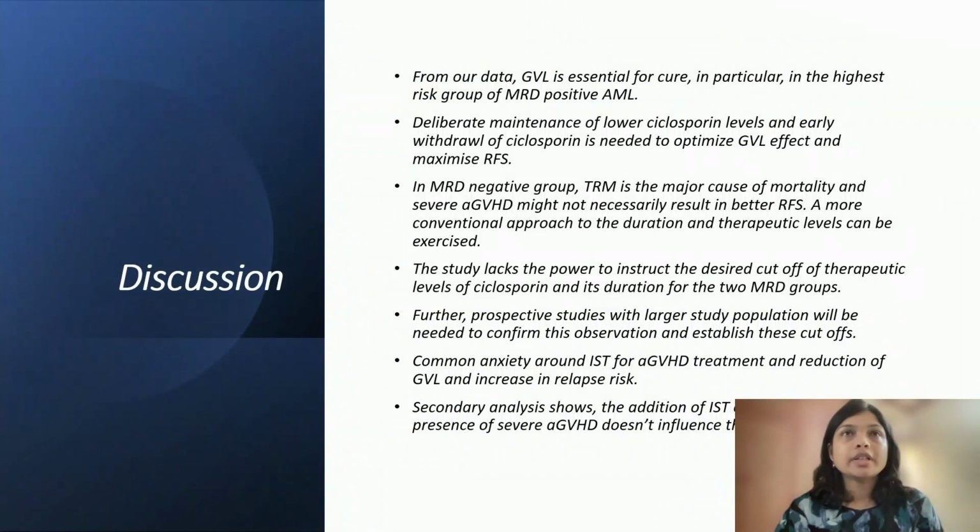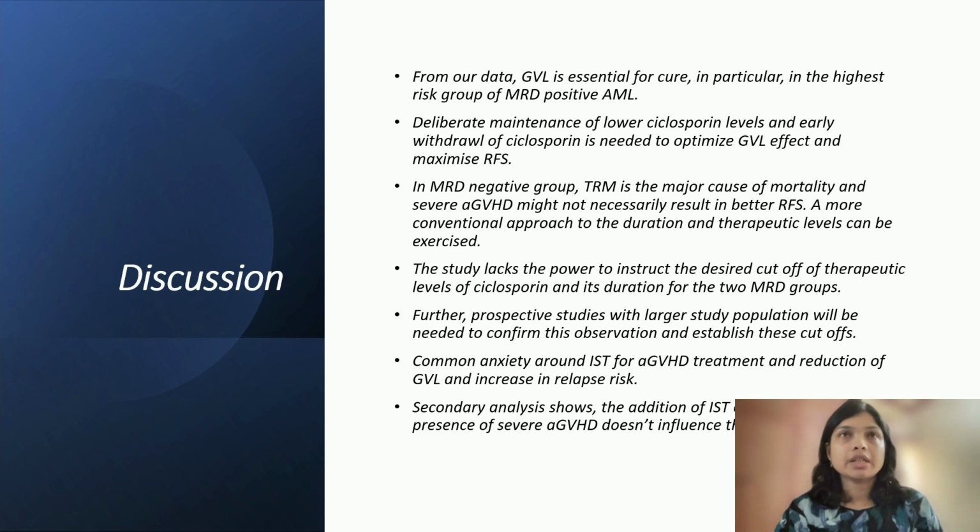It is quite clear from the data that GVL is essential for cure, in particular in the highest risk group of MRD positive AML. A carefully designed GVHD prophylaxis with deliberate maintenance of lower therapeutic levels and early withdrawal of cyclosporin prophylaxis is needed to optimize the GVL effect and maximize the relapse-free survival in this risk group.